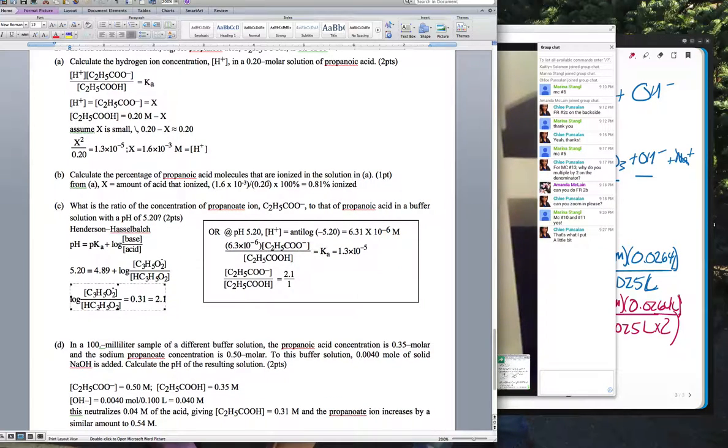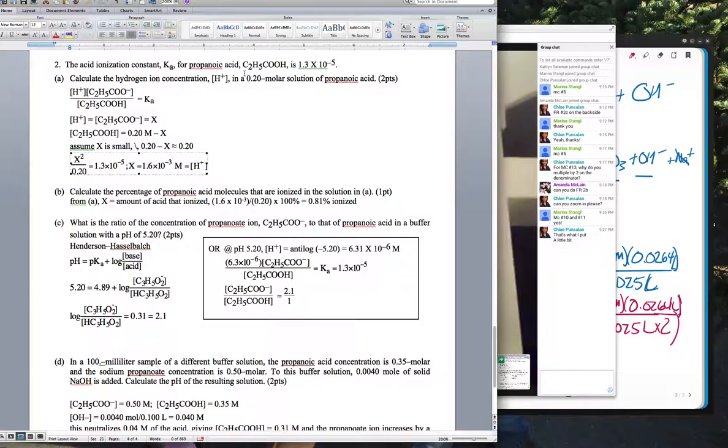All right, the percentage. So, Amanda, you needed to get the amount of H plus from the problem above, from A, and you calculated the hydrogen ion concentration in the 0.2 molar. So that's where you use the Ka. So X squared over the concentration equals the Ka. You found X and that gave you the H plus concentration. That is the amount that dissociated from the propanoic acid, which means that all you have to do is divide the concentration of the hydrogen ion by the original molarity of the acid, times 100.